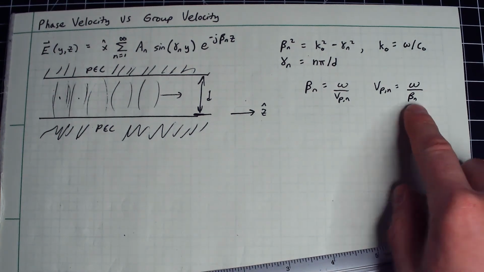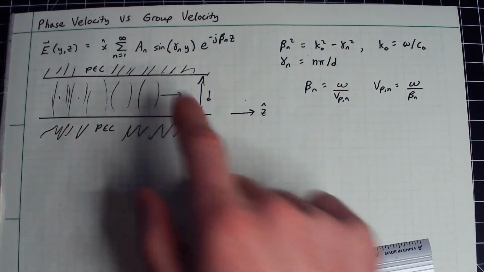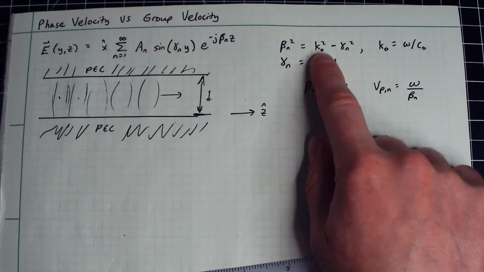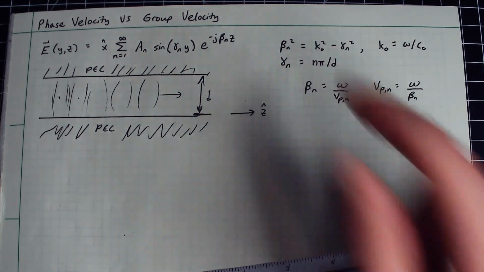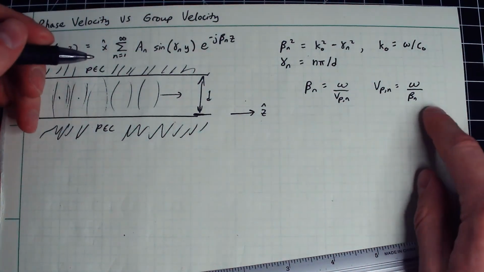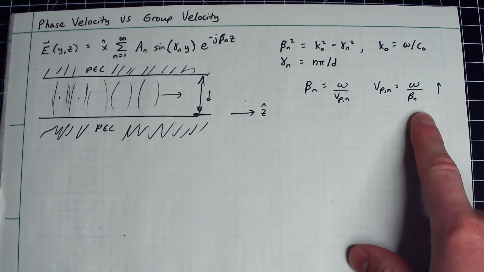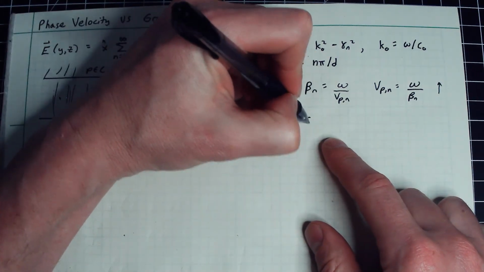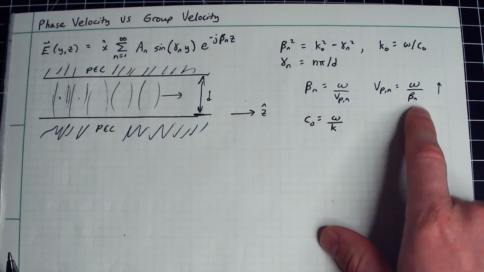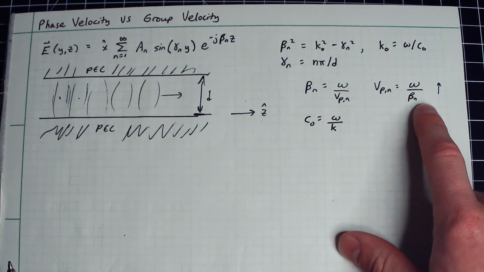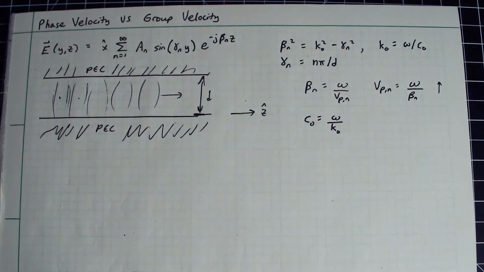You'll notice beta sub n is actually less than k naught. And in fact, as I step up my transverse wave number here, beta gets closer and closer to 0, until you eventually reach cutoff where this is in fact 0. So that means for larger and larger n, this phase velocity gets bigger and bigger. Remember, the speed of light is omega over k naught, and this phase velocity is omega over this beta. You compare the two, and this beta is less than this k, just by looking at that difference.